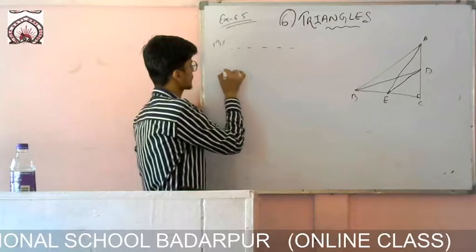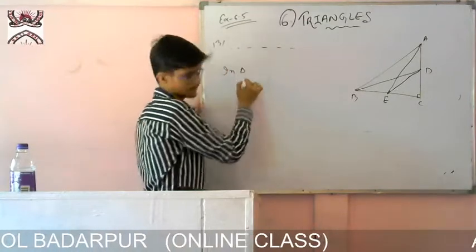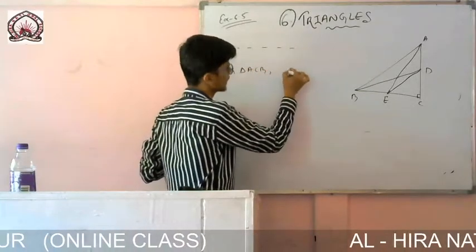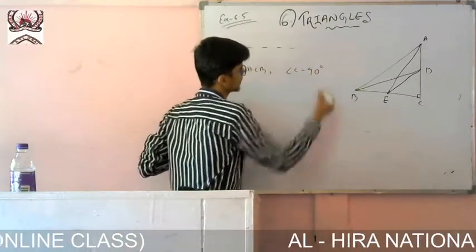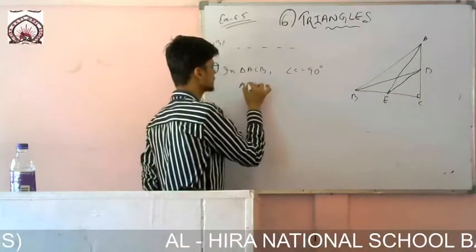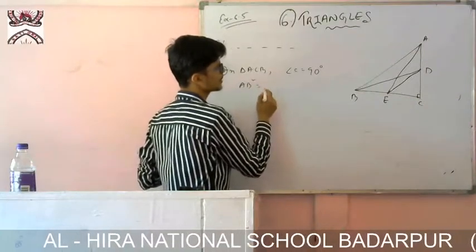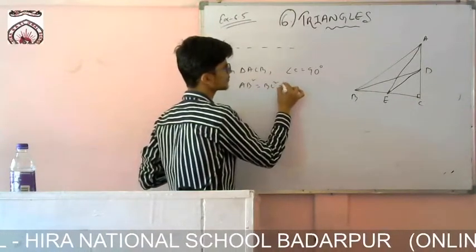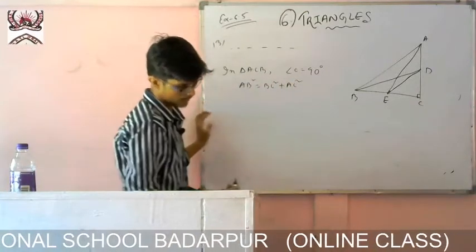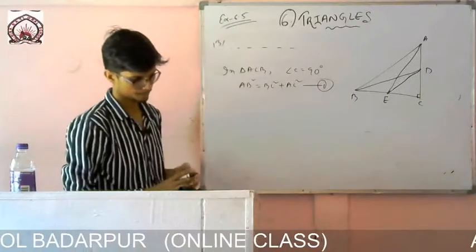After that, you write: in triangle ACB, angle C is equal to 90 degrees. Since it is 90 degrees, I can use the Pythagoras theorem. AB square is equal to BC square plus AC square. Equation number 1.